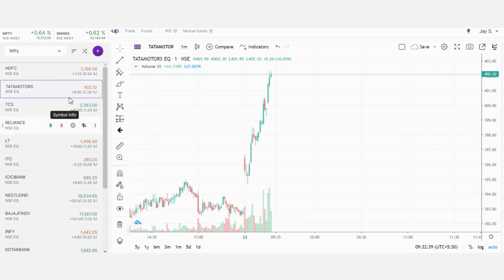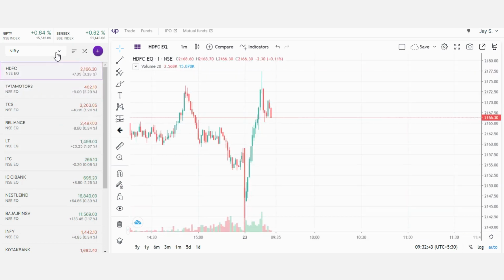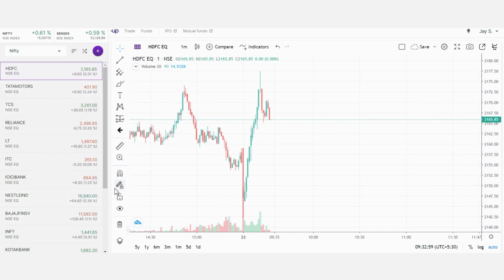Similarly, on this side of the screen, you can see the prices of all the stocks that I have added in this watch list, which I have named Nifty. I have added all the top companies of India in this, which are included in the Nifty. So you can see HDFC, Tata Motors, TCS, Reliance, Larsen and Toubro, ITC. You can see that the prices are changing even more frequently than every second.